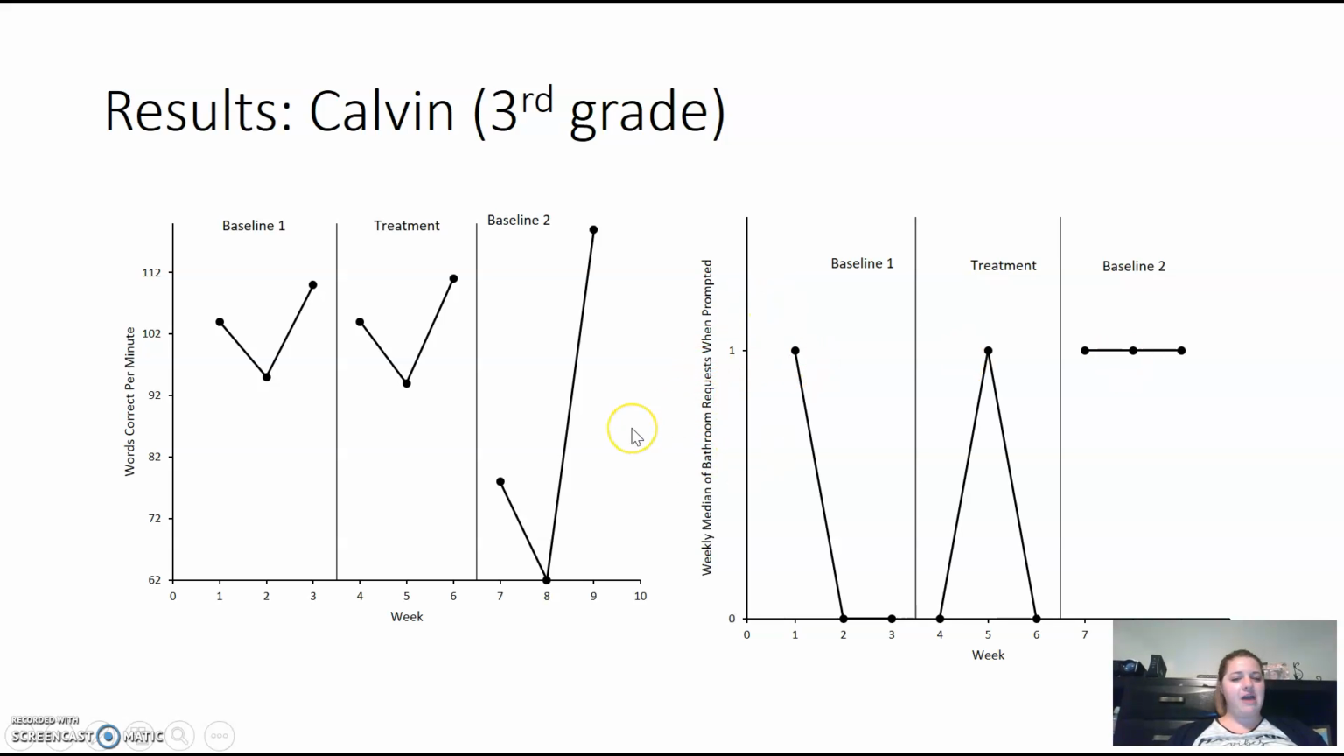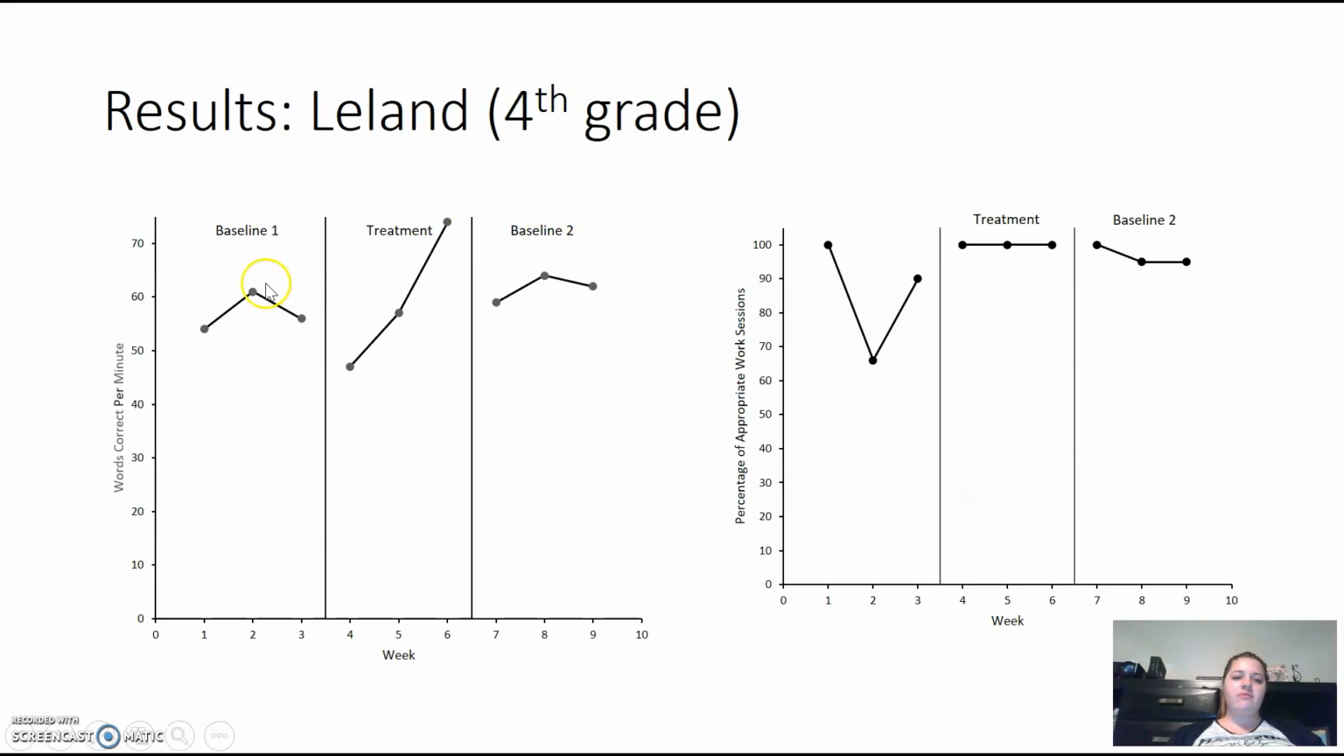Again, it was only one bathroom request, so not a lot of change, but a little bit went a long way with him. And then my fourth grader, his reading really increased during the treatment phase and then was a little higher in the second baseline, and then his behavior we wanted to increase, and he did really well during the treatment and did pretty well sustaining it in the second baseline.